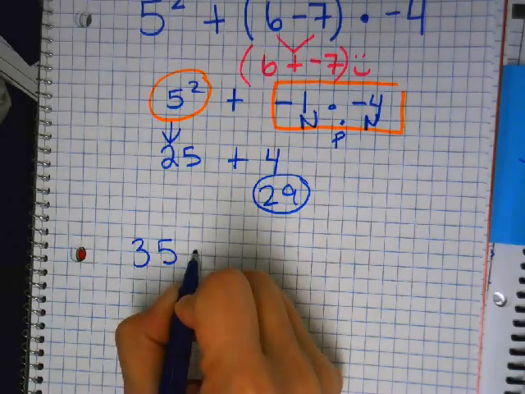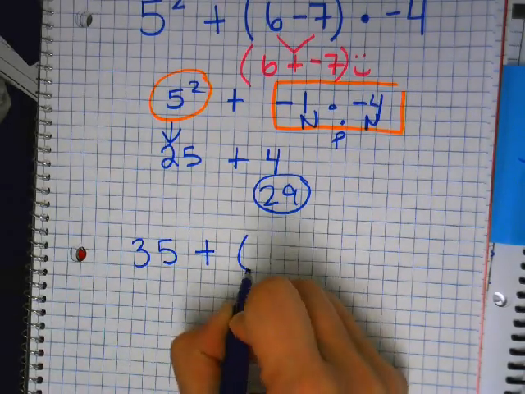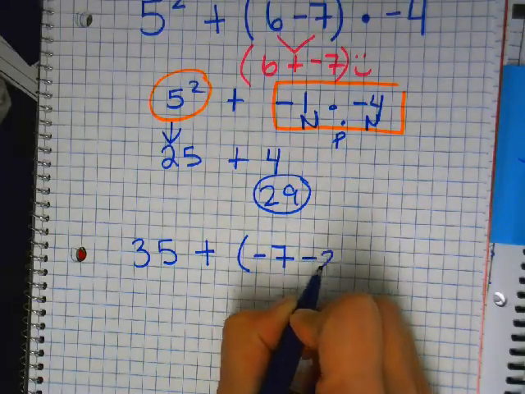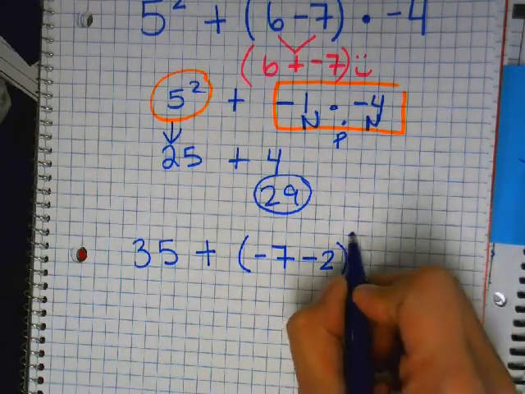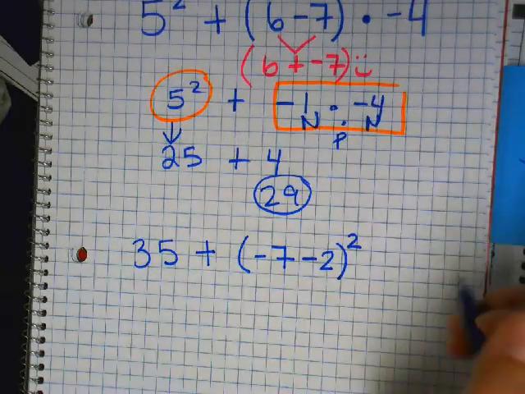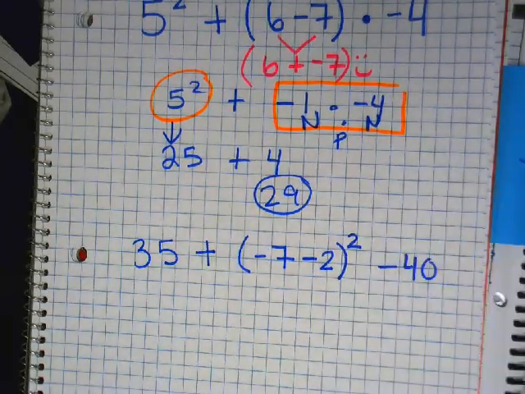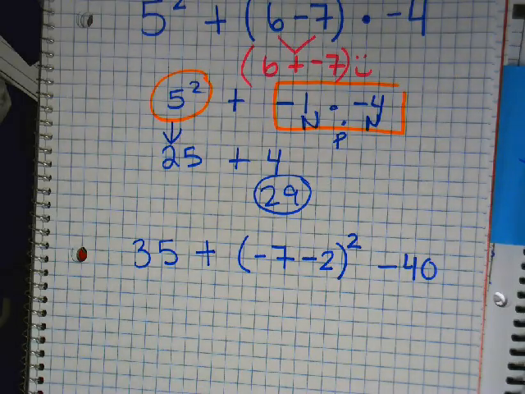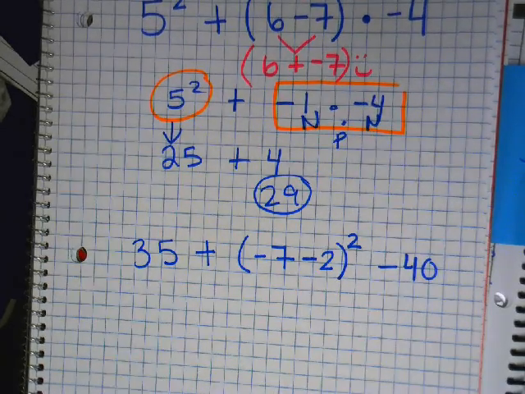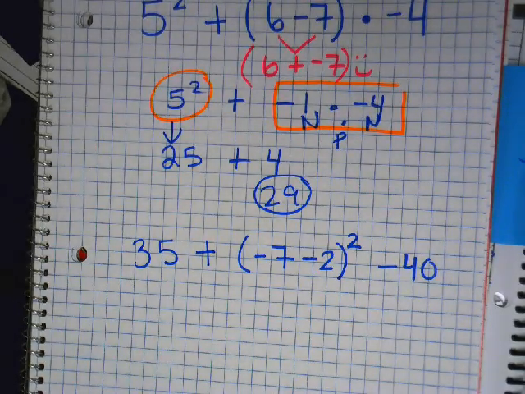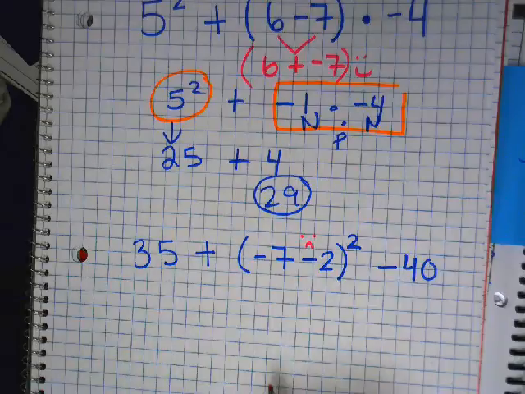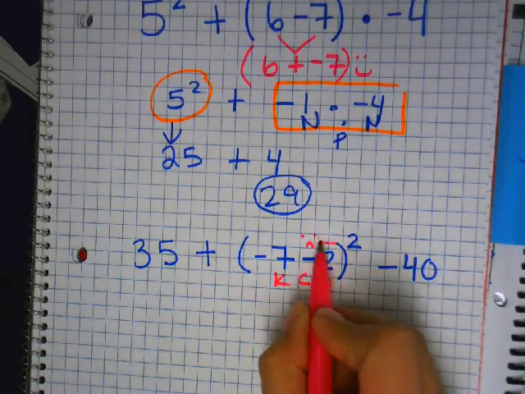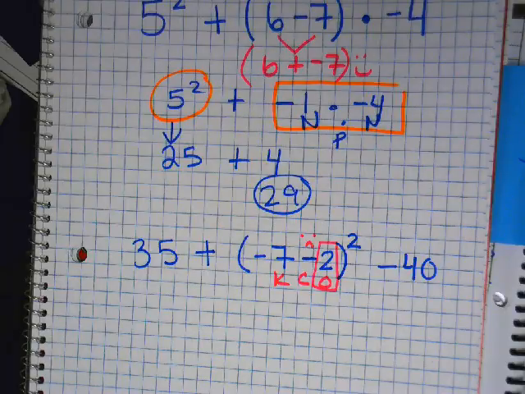35 plus negative 7 minus 2 parentheses squared minus 40. It is very scary, but in the end, not so much. So, what do I do first? Keep parentheses with a keep change opposite, because this makes me sad. So, keep change opposite.